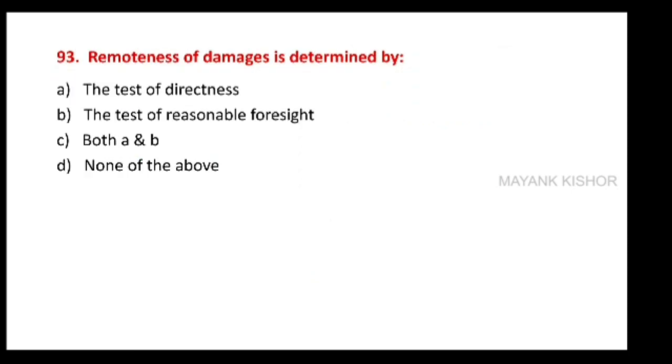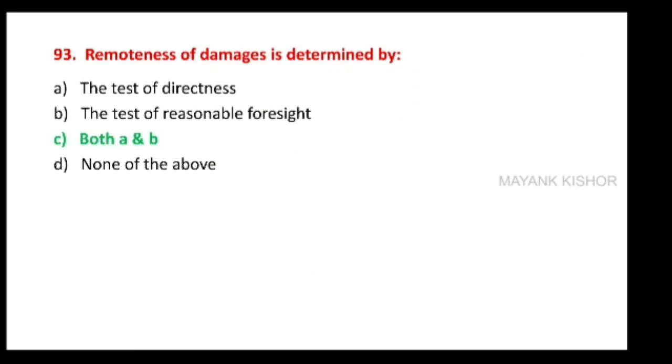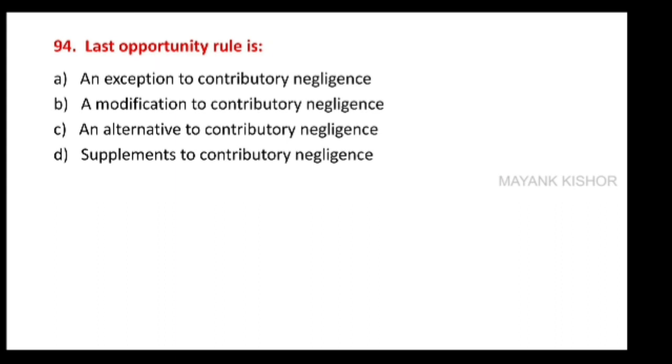Remoteness of damage is determined by option A the test of directness, option B the test of reasonable foresight, option C both A and B, and option D none of the above. And the correct answer is remoteness of damage is determined by option C both A and B, the test of directness and the test of reasonable foresight. Next question, question number 94.